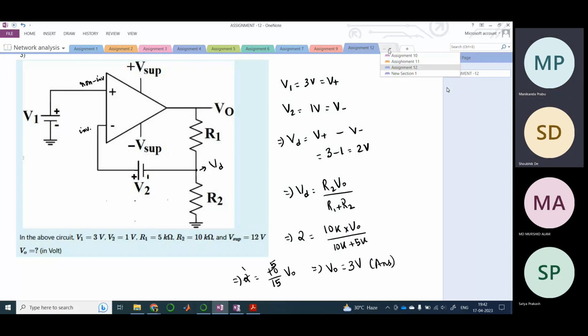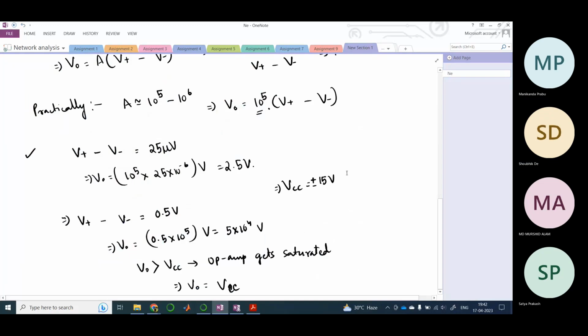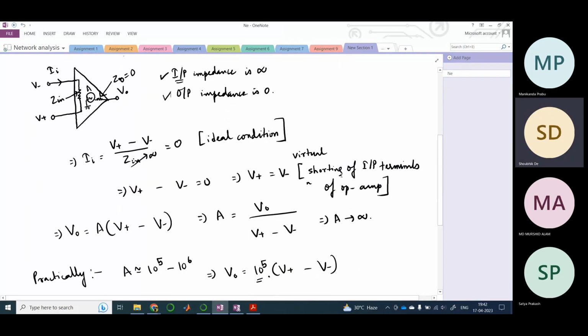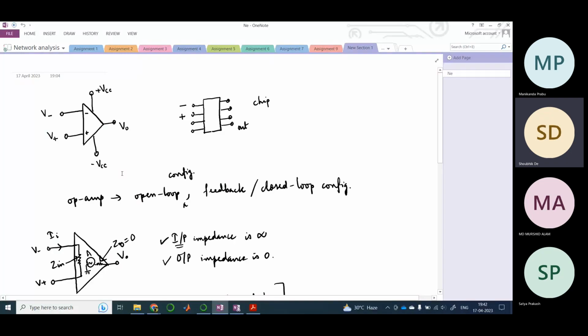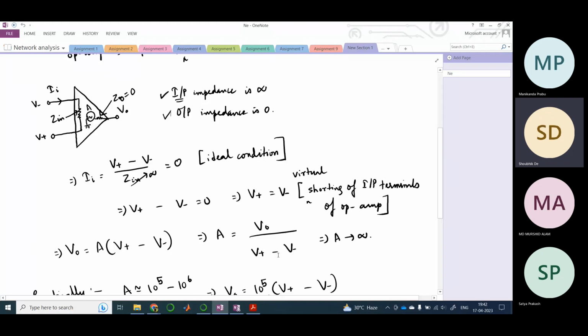Reason means what? See, if you consider an op amp to be in open loop, like this, then what would be your output? Your output would be V0. So this equation here: V0 equals the open loop gain into the difference between the non-inverting and inverting terminal, right? So this is also what is happening here, but there is a feedback path. That's the only difference.